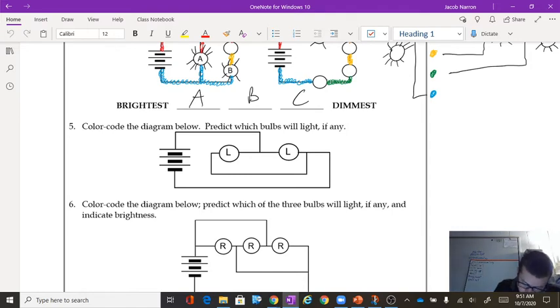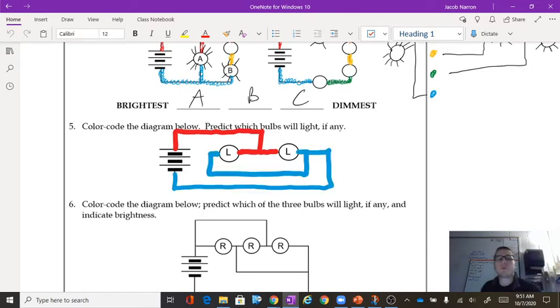I'm going to go a little bit faster this time. I go everywhere that it makes contact. I'm going to do the same thing with blue. And I go until I hit something like a bulb. And there we go. So there's my red, there's my blue.